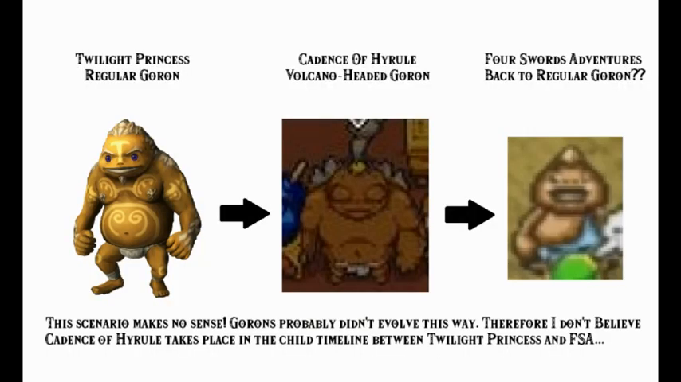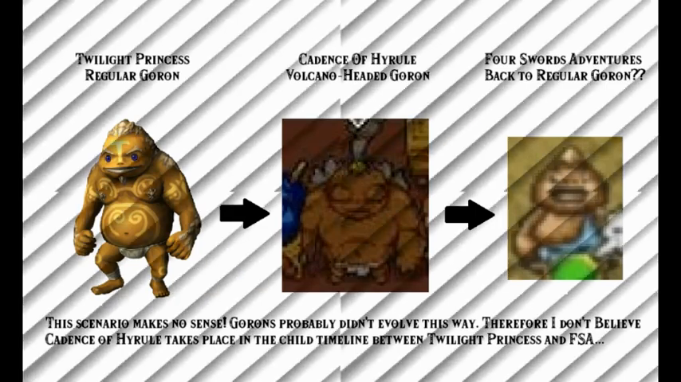So combining this with what we know about the Zoras, if Cadence takes place before Four Swords Adventures, this would mean that the Gorons in Twilight Princess would evolve into this rare volcano-headed Goron, then back to normal abundant Gorons in Four Swords Adventures. This seems less likely than the idea that this lone creature is some kind of traveling, evolved Goron merchant within the Downfall timeline, never to be seen in the Downfall timeline again.